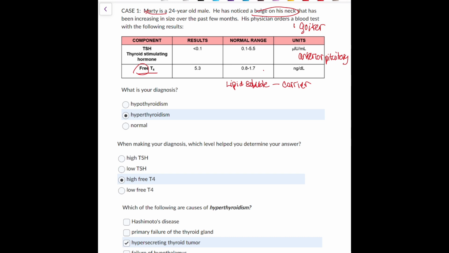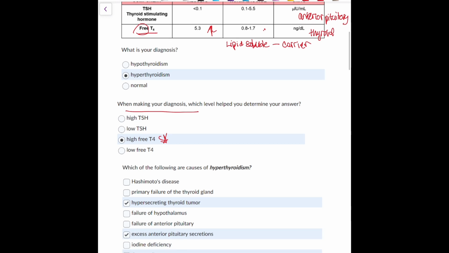So looking at these two numbers, the next question is, what is your diagnosis? For that, T4 is a thyroid hormone, so that's what we're going to look at to diagnose if the patient has hypothyroidism or hyperthyroidism. If we compare Marty's values to the normal range, we see that Marty's thyroid levels are very high. So that's hyperthyroidism. So that answers our next question: when making your diagnosis, which level will help you determine your answer? The answer was high free T4.